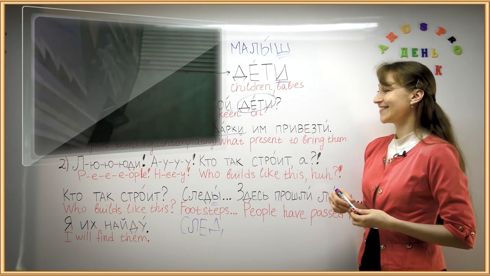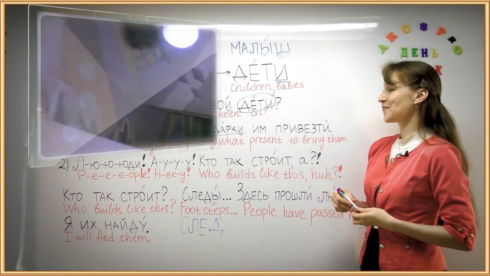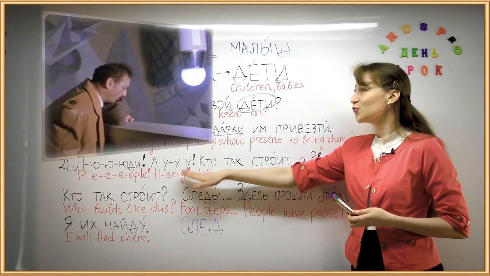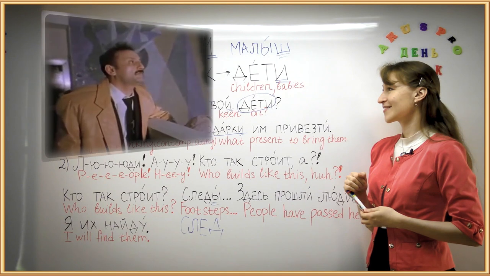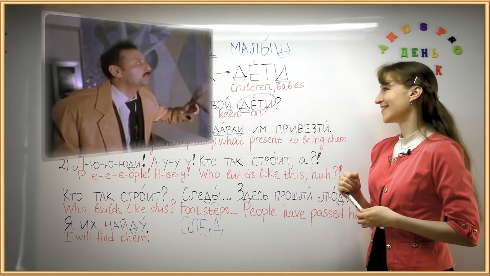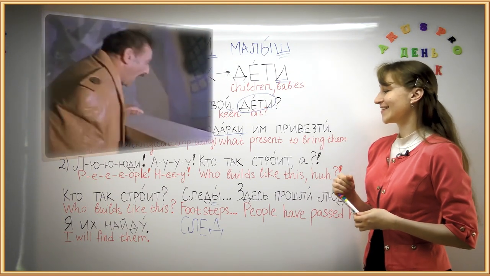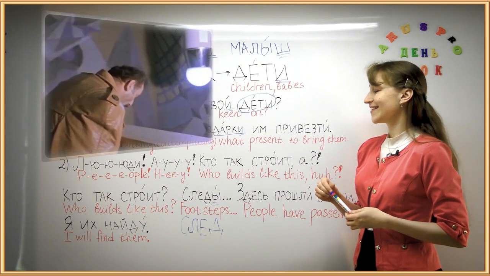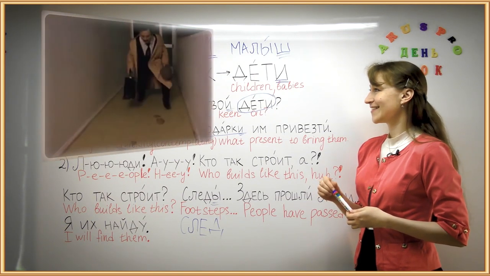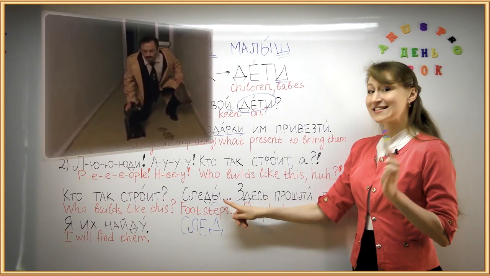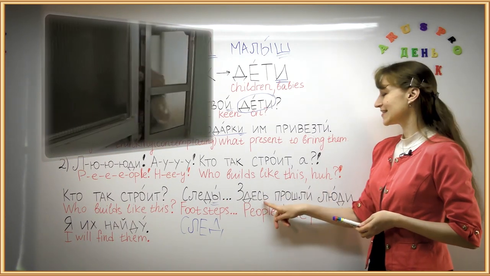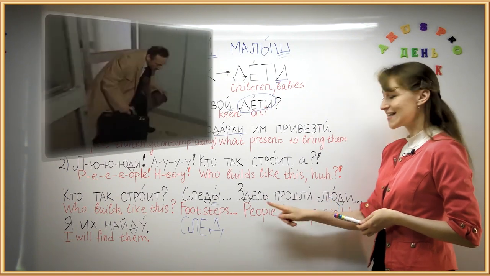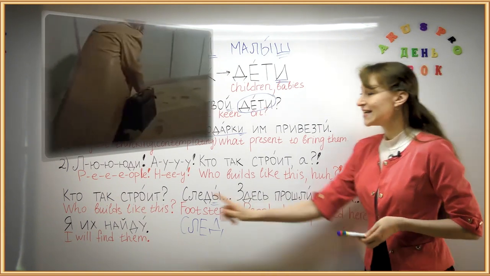Люди! Ау! Ау! Кто так строит, а? Кто так? Следы. Здесь прошли люди. Здесь прошли люди. Здесь прошли люди, люди. Я их найду.